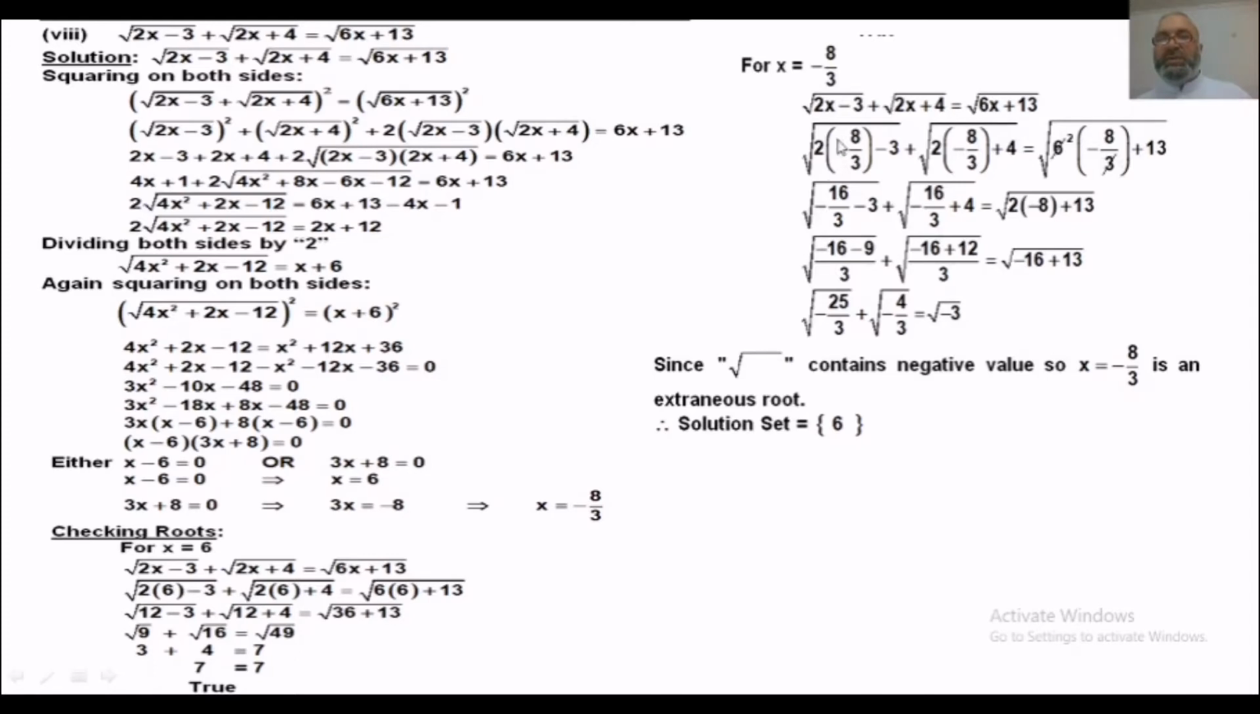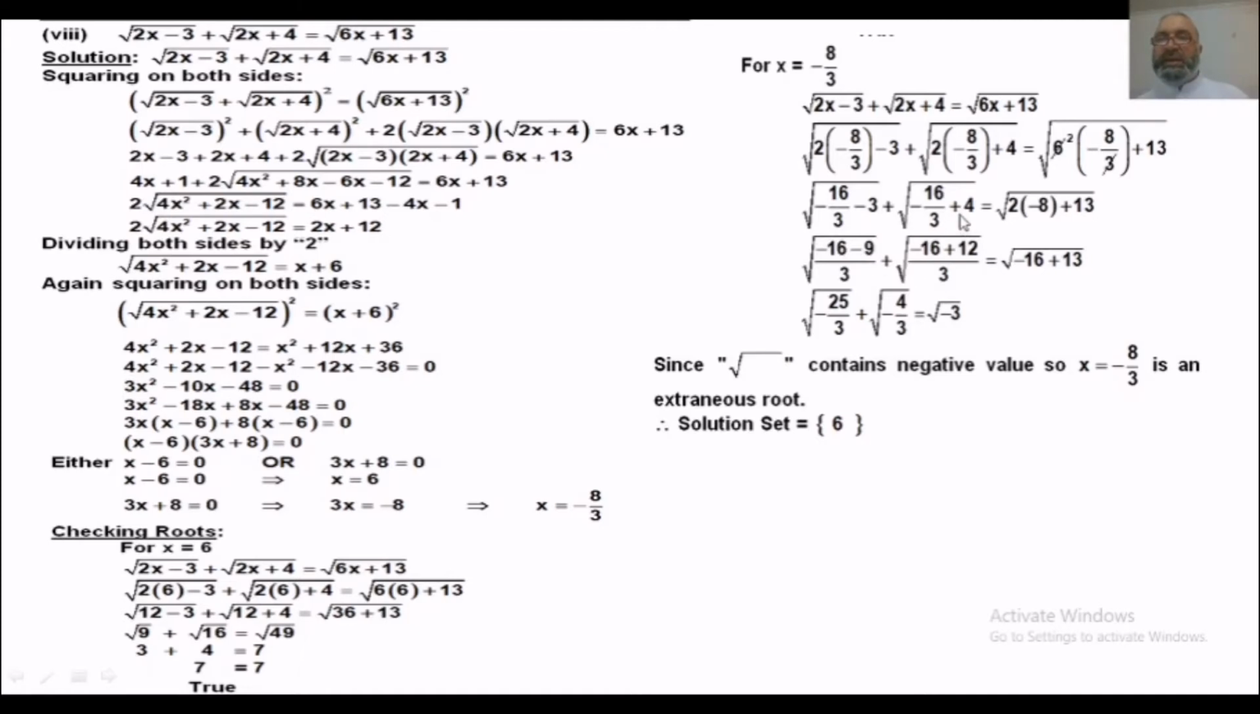Simplifying these terms, 2 into minus 8, minus 16 by 3 minus 3, plus in the next term 2 multiplied by minus 8, minus 16 by 3 plus 4. On the right side, the 3 and 6 cancel, so 2 times minus 8 is minus 16, plus 13. So on the left hand side, 3 is the LCM. By taking LCM 3, we get minus 16 and 3 3 is 9, minus 9.